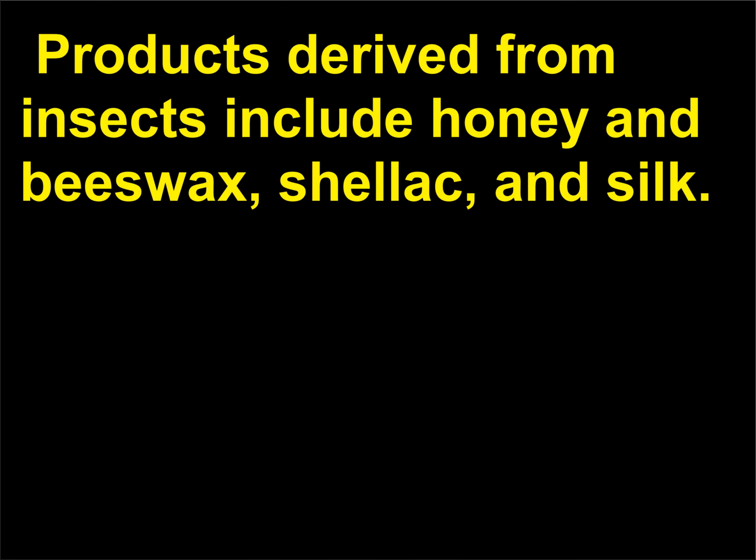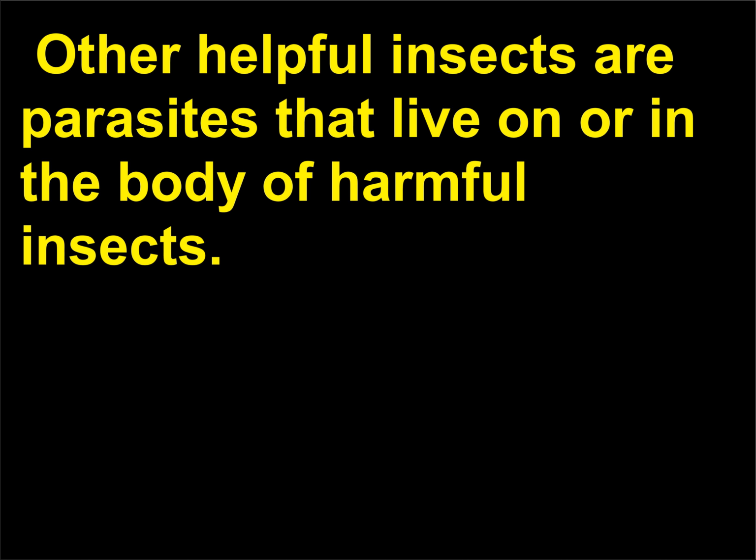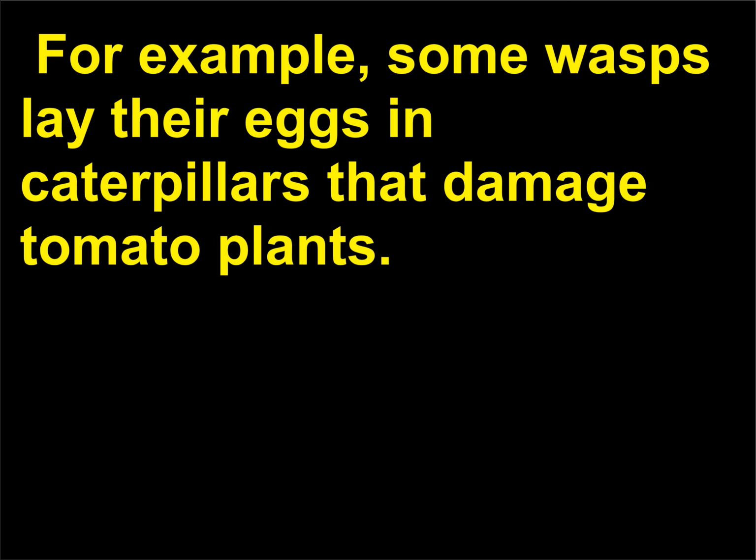Products derived from insects include honey and beeswax, shellac, and silk. Some predators such as mantises, ladybugs, or lady beetles, and lacewings feed on other harmful insects. Other helpful insects are parasites that live on or in the body of harmful insects. For example, some wasps lay their eggs in caterpillars that damage tomato plants.